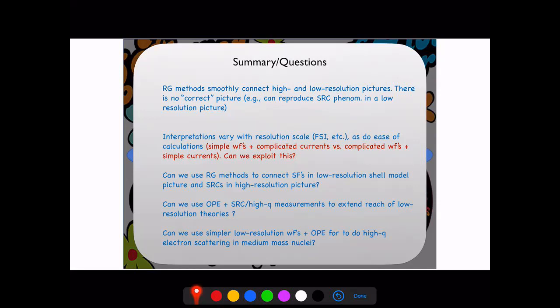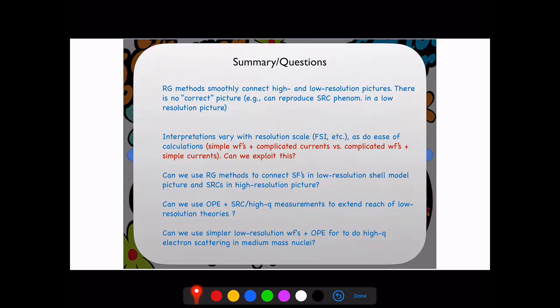This is an ongoing issue in nuclear structure. Structure is always treated in a low resolution shell-model-ish type picture, whereas the reaction theory is treated with a single particle probe, which is implicitly a high resolution picture. And so is that mismatch making things difficult? And then lastly, can we use these simpler low resolution scale wave functions together with these very nice simplifications of factorization that come from the operator product expansion and these RG transformations?